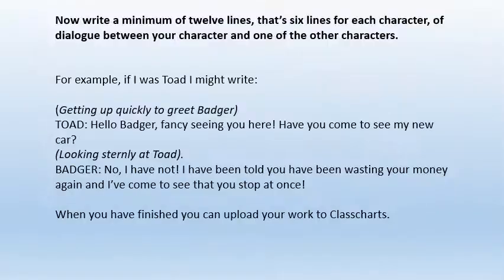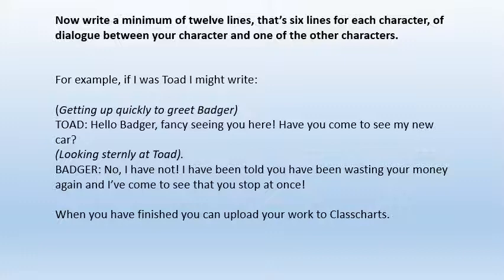Hopefully you'll be good to go after that. Now, your task, which you're going to upload onto Class Charts, is to write a minimum, that's at least, 12 lines. You can write more if you want. That's 6 lines for each character of dialogue between your character and one of the other characters. For example, if I was Toad, I might write this. Here's the stage directions before we start, in brackets, in italic, which is when it leans over slightly: Getting up quickly to greet Badger. Toad, in capital letters with a colon there: "Hello, Badger, fancy seeing you here. Have you come to see my new car?"